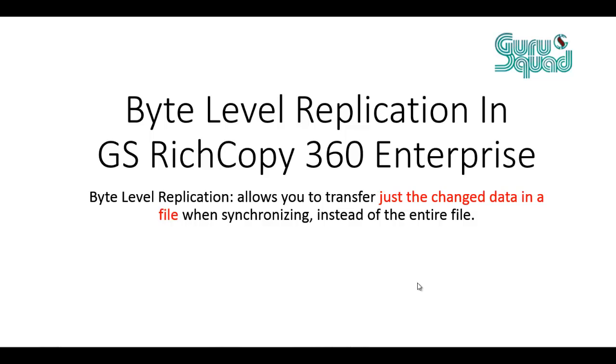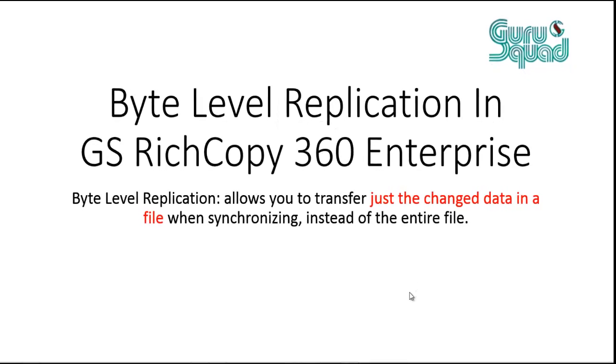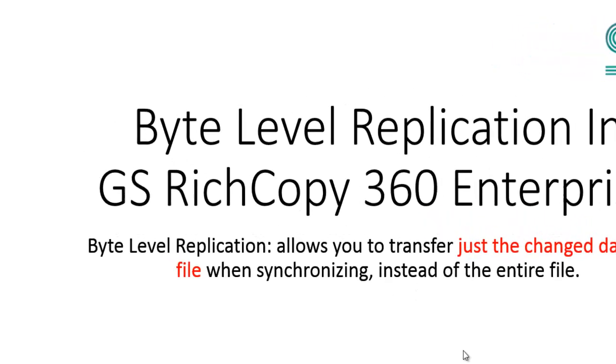I'm going to be going over a specific key feature in GS RichCopy 360 Enterprise. This feature is called Byte Level Replication. What Byte Level Replication is, it allows you to transfer just the changed data in a file when synchronizing, instead of the entire file. Let me give you an example.